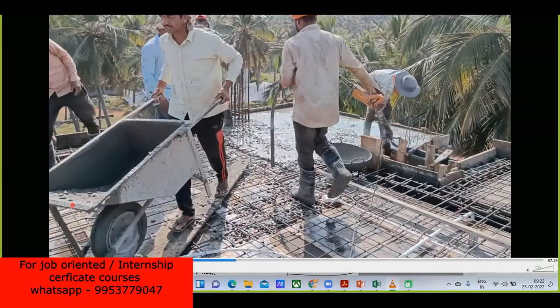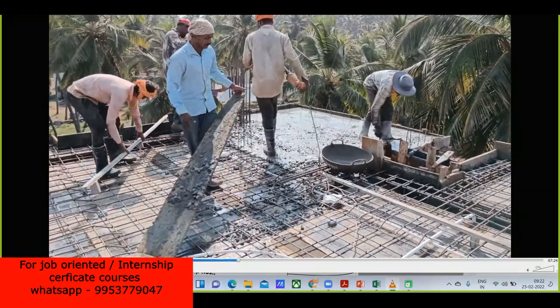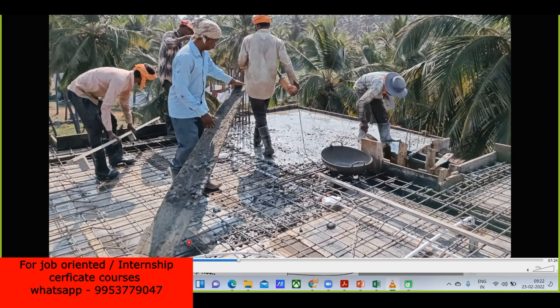Yeah, and one more thing, you can see all these centering plates, right? These are the centering plates, and they are made up of steel. Since the temperature is very hot now, all the steel plates have already got heated. Now, if these steel plates are already heated, the moment you add water in the concrete, all this water will be taken by the steel plates, because it quickly gets evaporated.